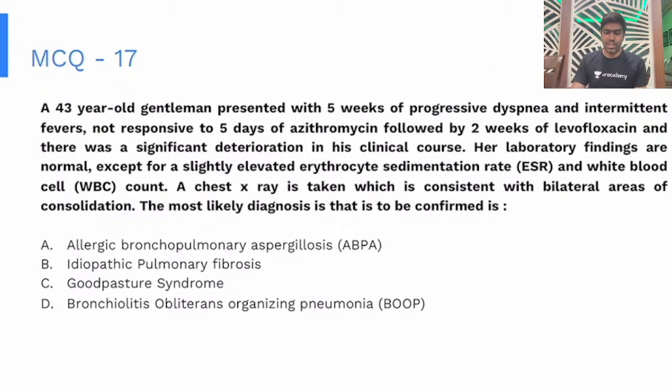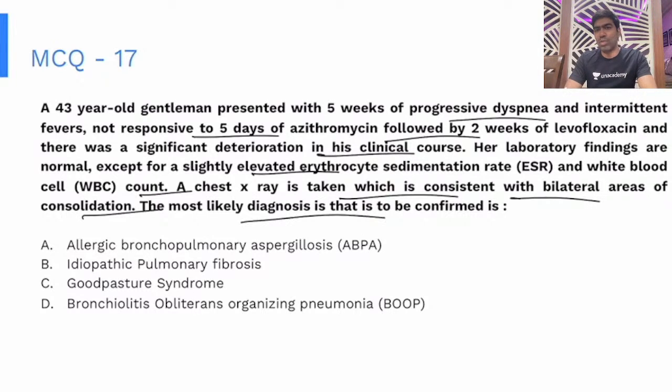Coming to the 17th MCQ, you have a 43-year-old gentleman presenting with 5 weeks of progressive dyspnea and intermittent fever, not responsive to 5 days of azithromycin followed by 2 weeks of levofloxacin. There was a significant deterioration in his clinical course. His laboratory findings are normal except for a slightly elevated ESR and white blood cell count. A chest X-ray is taken which shows bilateral areas of consolidation. What is the most likely diagnosis?